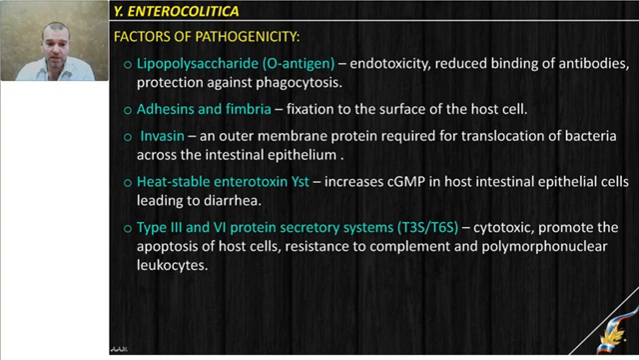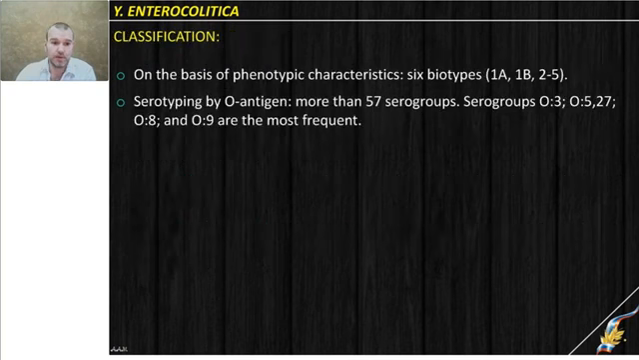As well, the bacteria have a number of secretory systems. The two most important are T3SS and T6SS. They are cytotoxic by activity. They help bacteria to resist complement activity, to resist white blood cells, and can lead to apoptosis of host cells. It means that premature death will be observed.